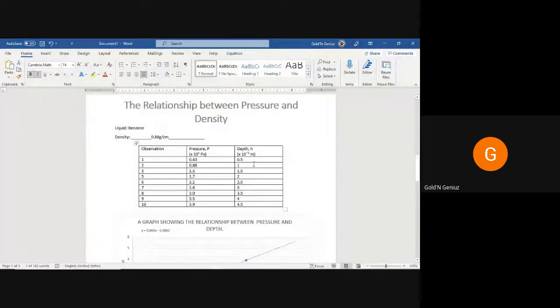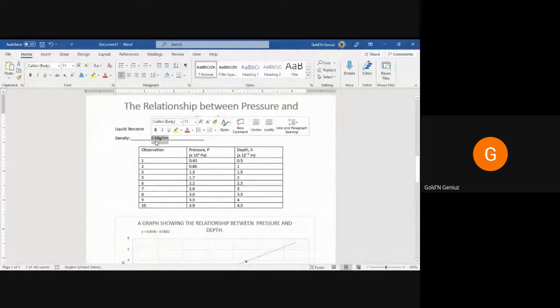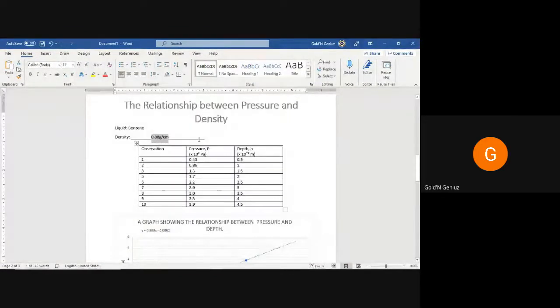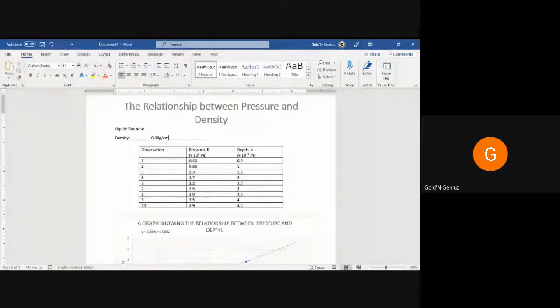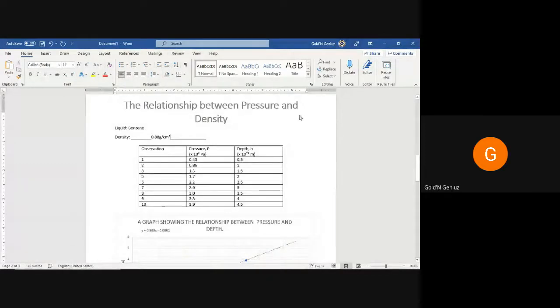Now I chose this benzene, and my density was 0.88 grams per centimeter cubed. This should be cubed here. Let me just put that there. Centimeter cubed should be there. All right.